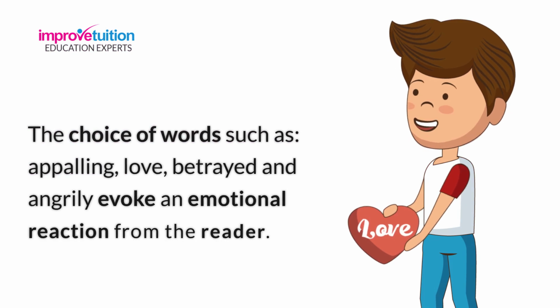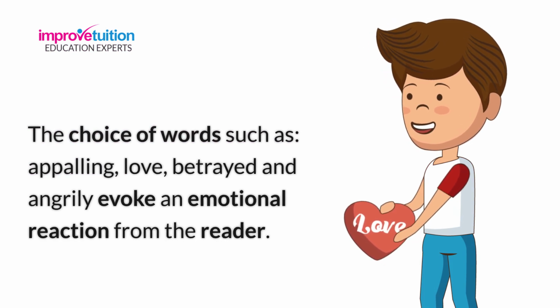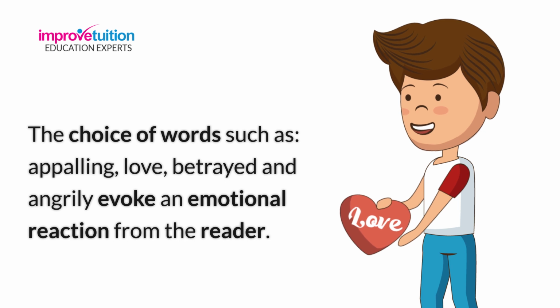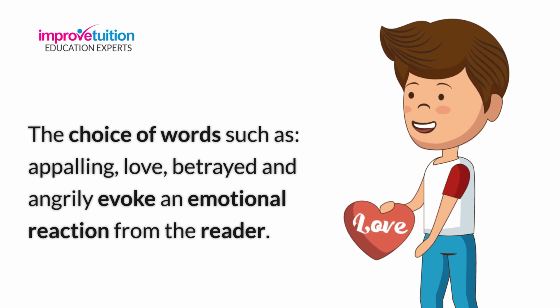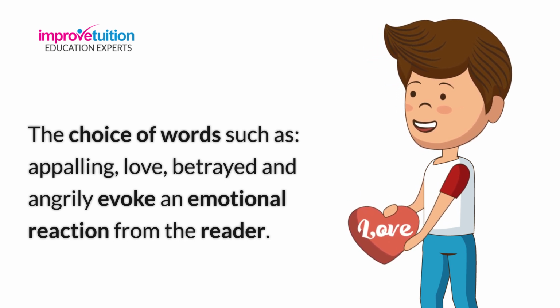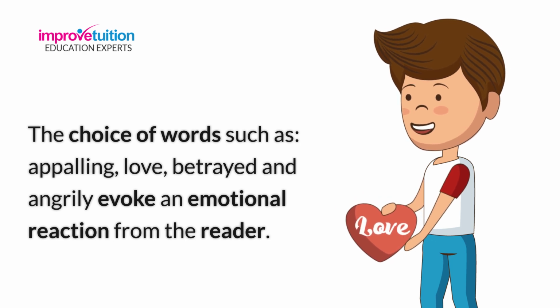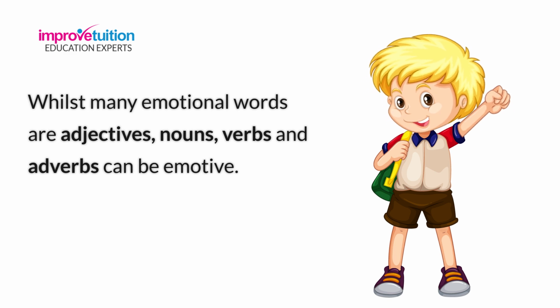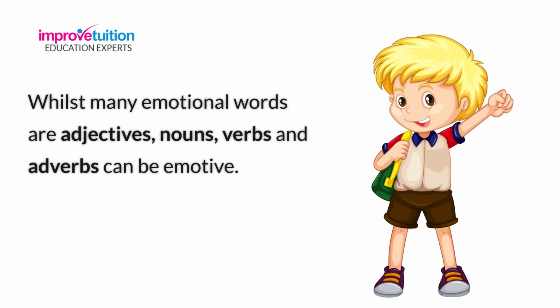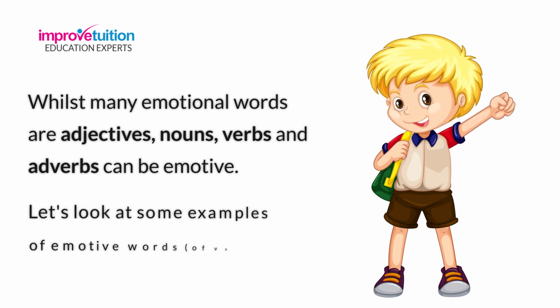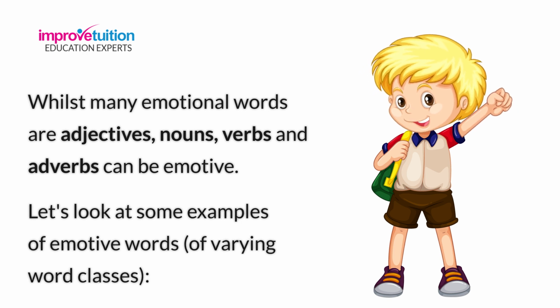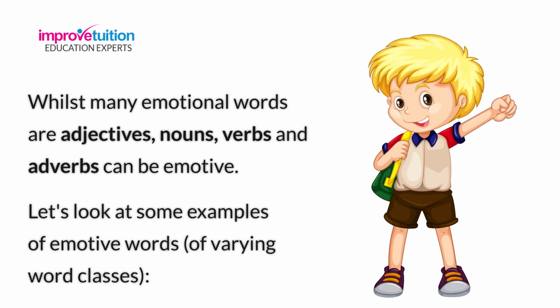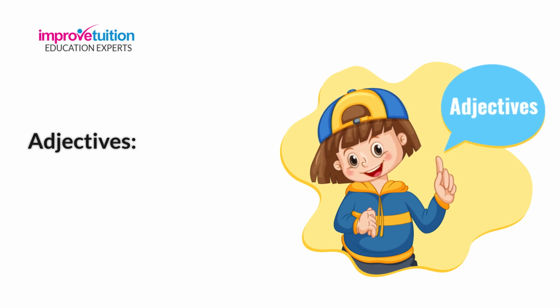The choice of words such as appalling, love, betrayed, and angrily evoke an emotional reaction from the reader. So it can evoke an emotional response, an emotional reaction. Whilst many emotional words are adjectives, emotional words can also be nouns, verbs and adverbs, and these can be emotive too. Let's look at some examples of emotive words of varying word classes. Let's look at adjectives first.